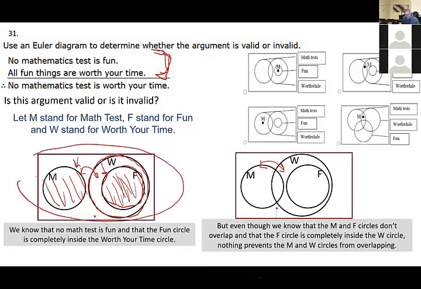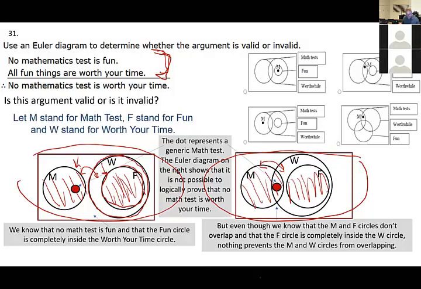So it could look like this, but it could also look like this. As long as the math circle and the fun circle don't overlap, there's nothing in the premises that says the math circle and the worth your time circle can't overlap. So is that argument valid or not? Well, if you think about putting a dot, if you look at it on the right, it's not possible to logically prove that no math test is worth your time, because you don't know, is that dot going to be inside the worth circle? Well, it could, or it could not. Even if you use this right diagram, the dot could be here.